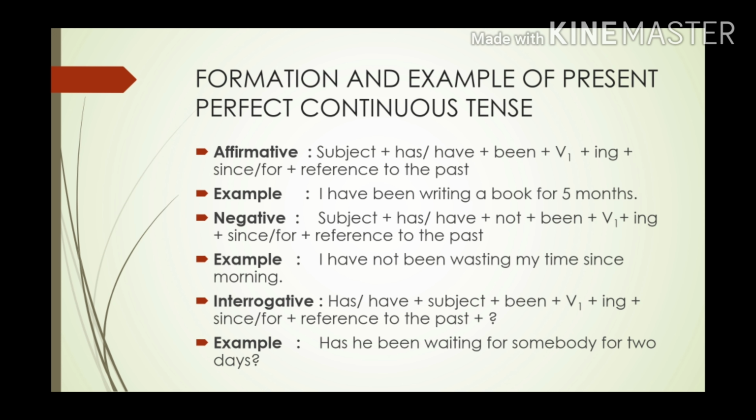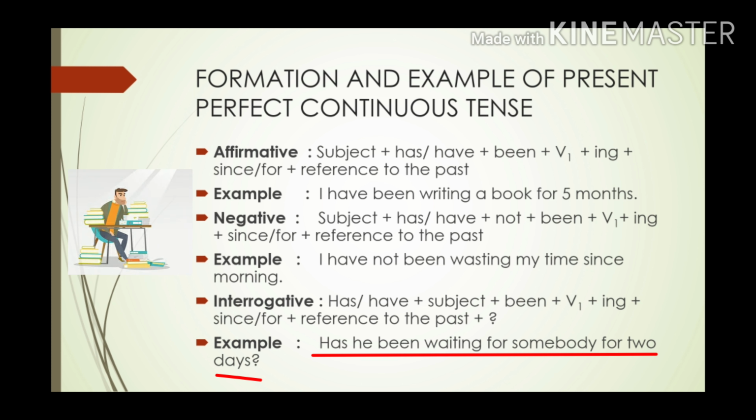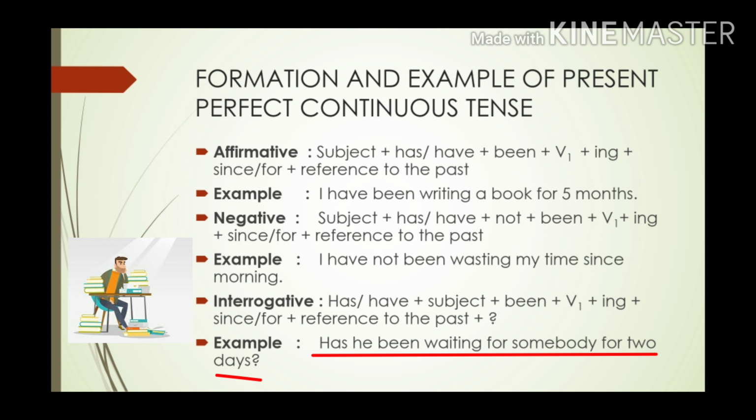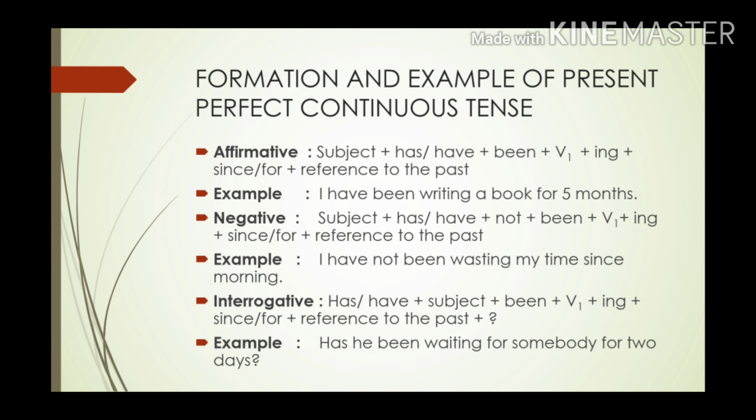Let's see now one interrogative sentence. The formula will be has/have, subject, been, verb first form, ing, since/for, and reference to the past, question mark. In interrogative sentence, we put has or have at the beginning of the sentence. For example, has he been waiting for somebody for 2 days? Here in this example, by putting has at the beginning, we made it an interrogative sentence. So, this was the formation of present perfect continuous tense.